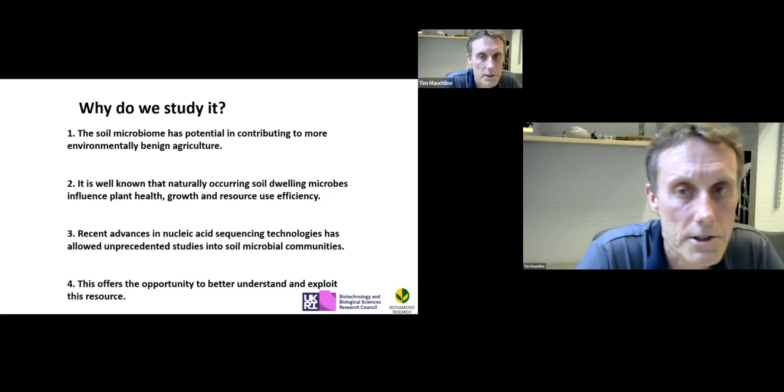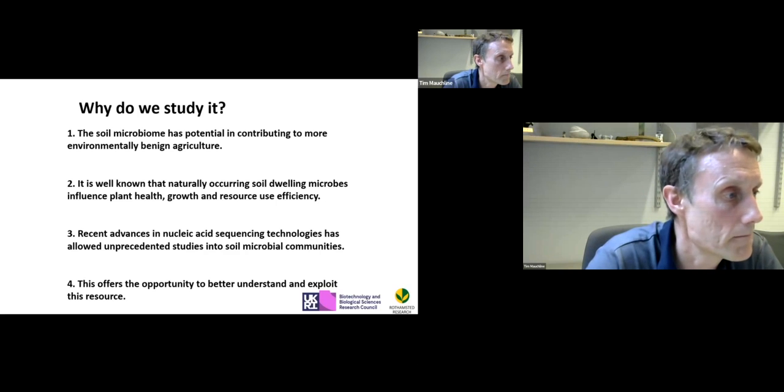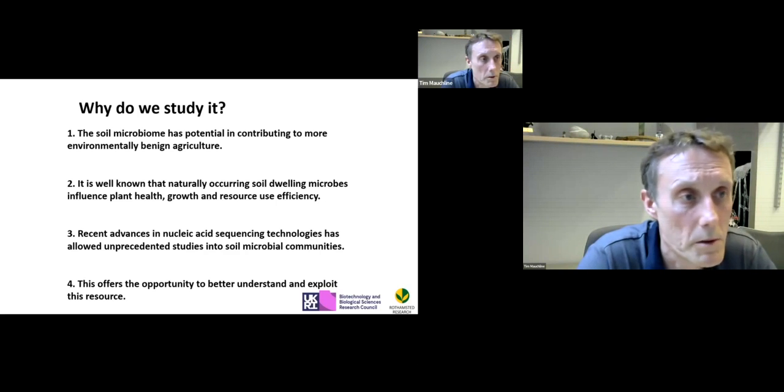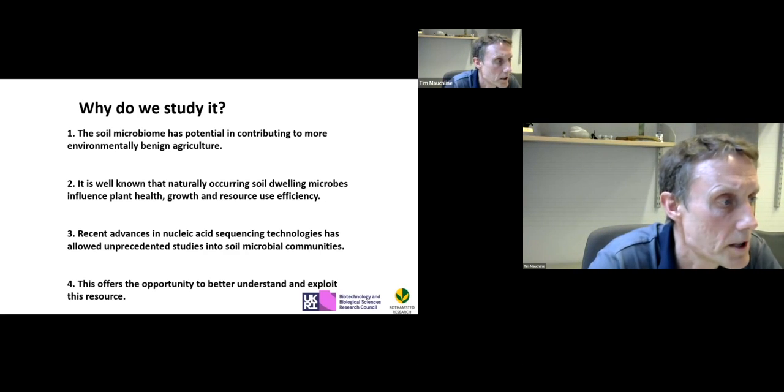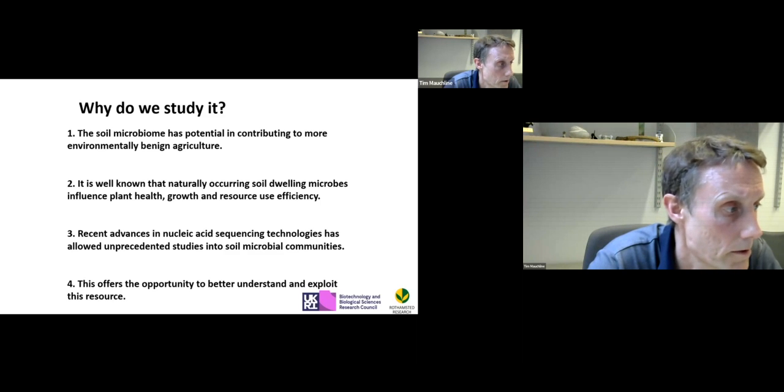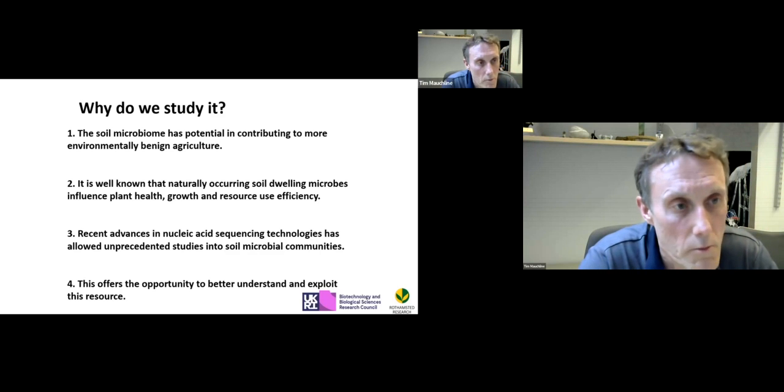So why do we study the microbiome? Well, we believe that the soil microbiome has potential for contributing to more environmentally benign agriculture. It's well known that naturally occurring soil-dwelling microbes can influence plant health, growth, and resource use efficiency. And there are well-known examples.